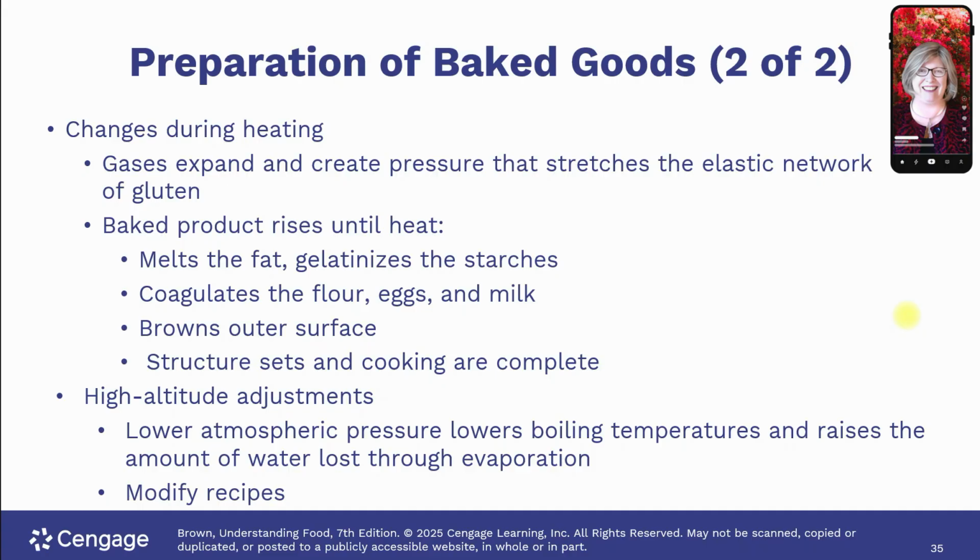The baked product rises until heat melts the fat, gelatinizes the starches, coagulates the flour, eggs, and milk, browns the outer surface, and then the structure sets and cooking is complete. That's all what happens to create the structure and the texture and the crumb that you want. At high altitudes, the lower atmospheric pressure lowers boiling temperatures and raises the amount of water lost through evaporation. And you will see modifications of recipes for high altitude settings.